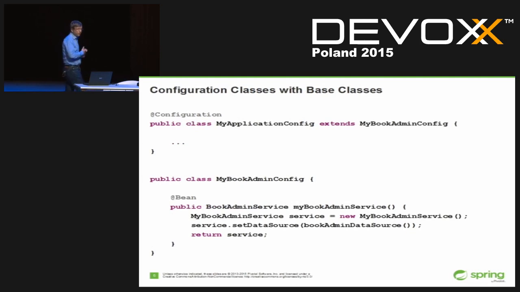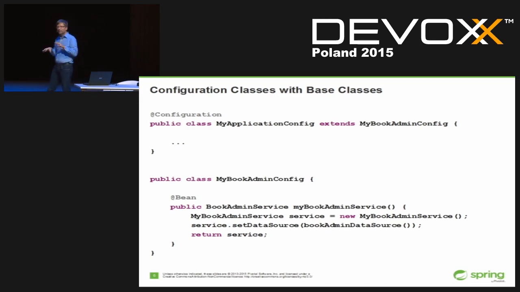All right, a few variants that you may not be aware of. Configuration classes can inherit from base classes. Basically, just standard Java class inheritance. The base class may have some admin methods. The concrete class, myApplicationConfig, extends the base class and inherits the other admin methods that way.